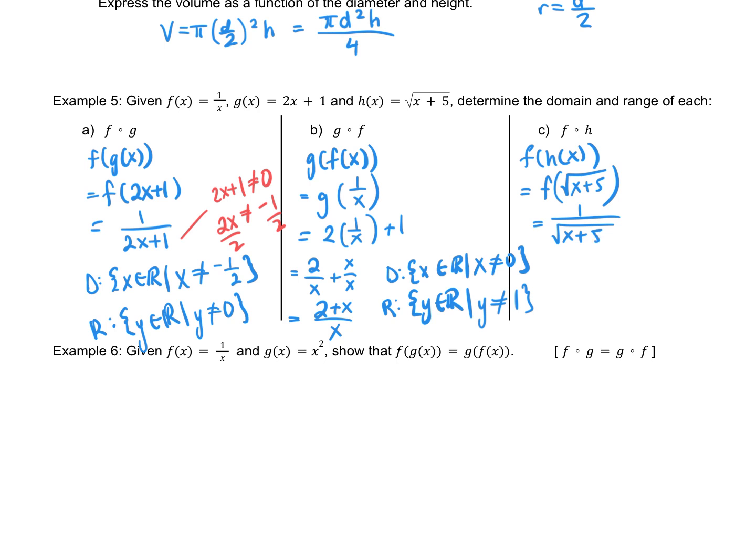Now again, I'm using my rational knowledge here. I know that I can't divide by 0. I also know I can't square root a negative number. So in order for me to be able to square root this value, x has to be greater than or equal to negative 5. However, if it were equal to negative 5, I would end up with 0. And the square root of 0 is 0. And I can't divide by 0. So x actually can't be equal to negative 5. It just has to be greater than negative 5. So my domain, x is an element of all real numbers such that x is greater than negative 5.